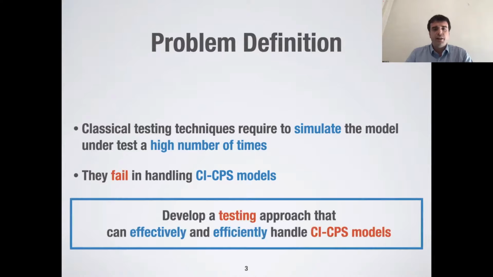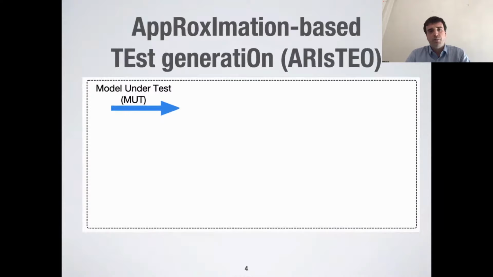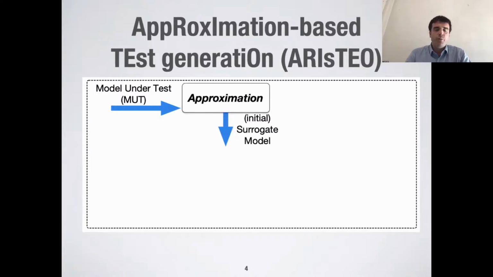The goal of this work is to develop a testing approach that can effectively and efficiently handle compute-intensive cyber-physical system models. Our approach is called ARISTEO, Approximation-Based Test Generation. The input of ARISTEO is a model under test that is compute-intensive. The first step of ARISTEO is to compute an initial surrogate model, which is an approximation of the original model under test that is faster to execute and simulate.